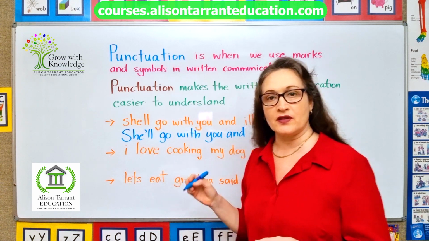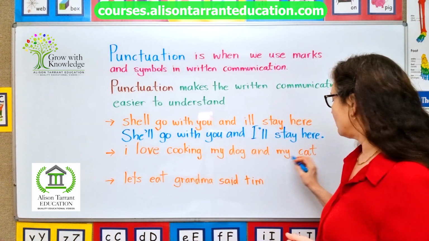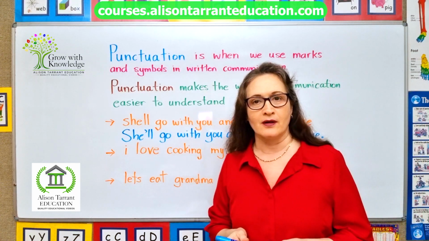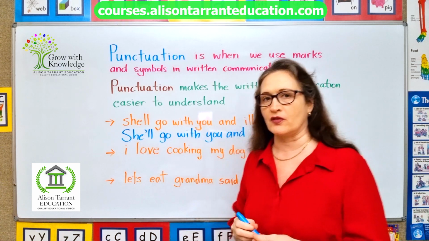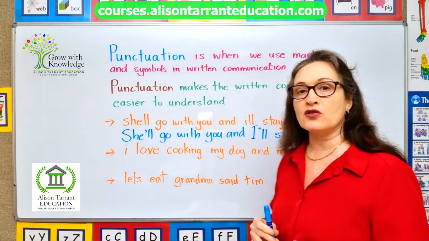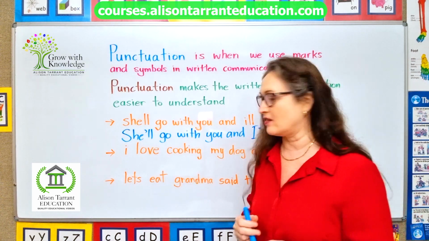Now let's take a look at the next sentence. I love cooking my dog and my cat. Wow, that's not a very nice sentence, is it? I'm sure that no one likes to cook their pets. So let's put some punctuation in here and let's see if it makes more sense.